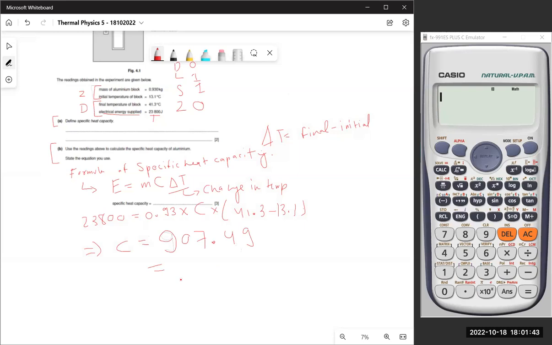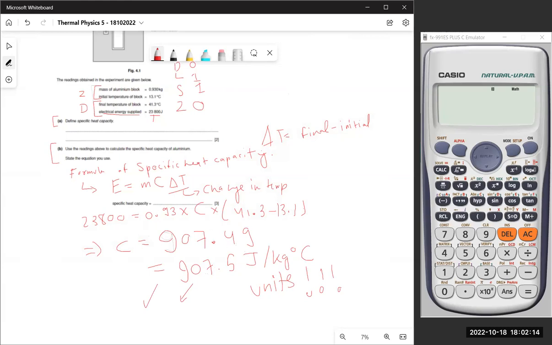Sir, I don't have the calculator right now, so I was just trying to work it out. All right. So C is 907.5, and you need the units as well. Units are important. Without them, you're not getting marks. So the answer for this is joule per kilogram per degree Celsius. My answer is correct. Your answer is correct, yes.